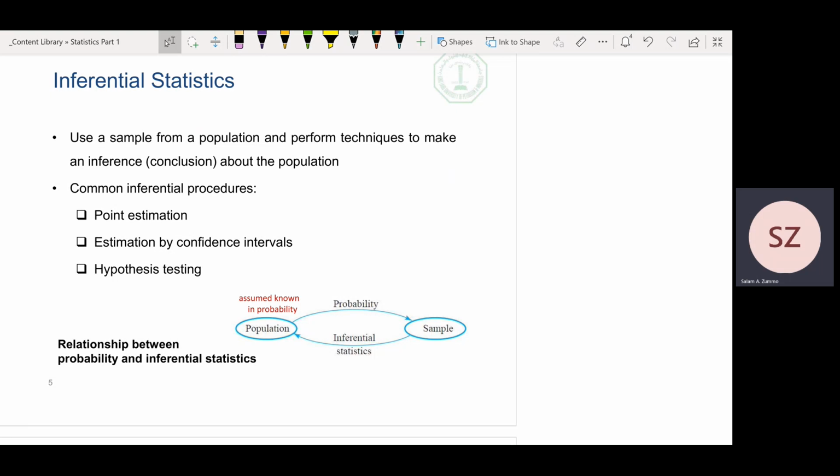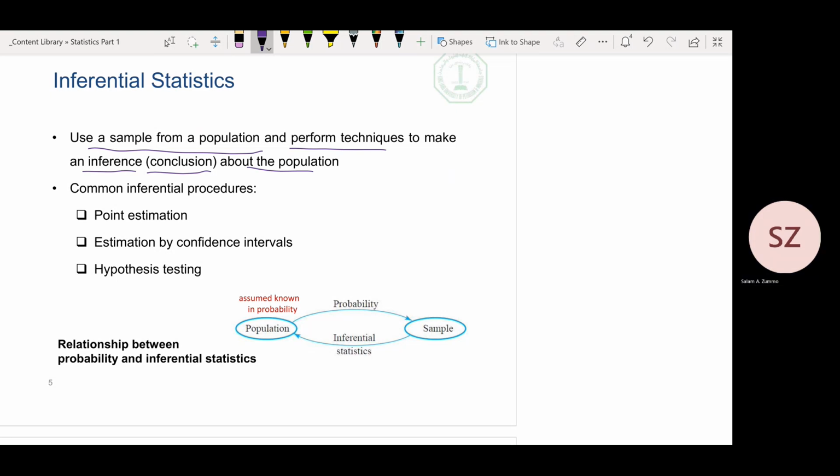At least you can do a sample. You find a sample of people, a sample from the population, and perform techniques to make inference. Inference means to conclude conclusions about the population. This is called inferential statistics.